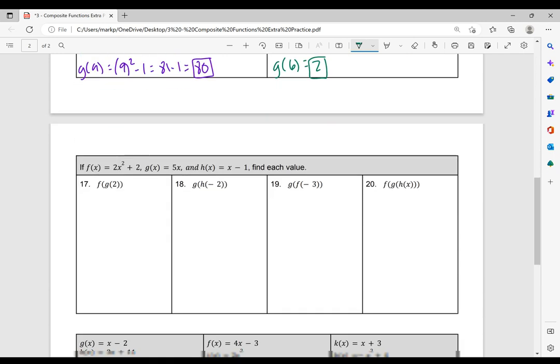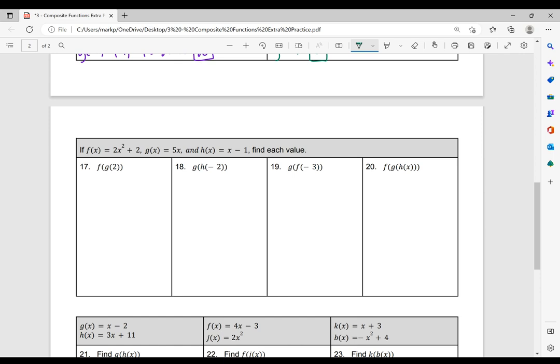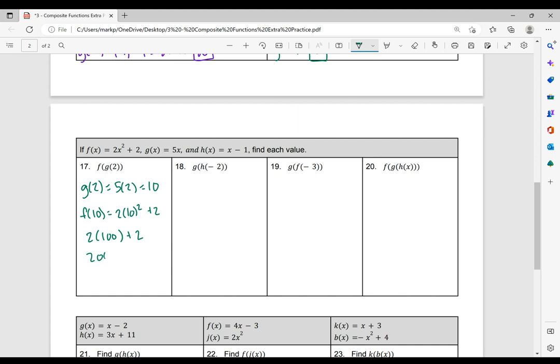All right. On to the next ones. So f of g of 2. So we're going to start with g of 2. So g of 2 is 5x. So 5 times 2, which is 10. So now we're going to do f of 10. So 2 times 10 squared plus 2. So 2 times 100 plus 2. 200 plus 2 is 202.